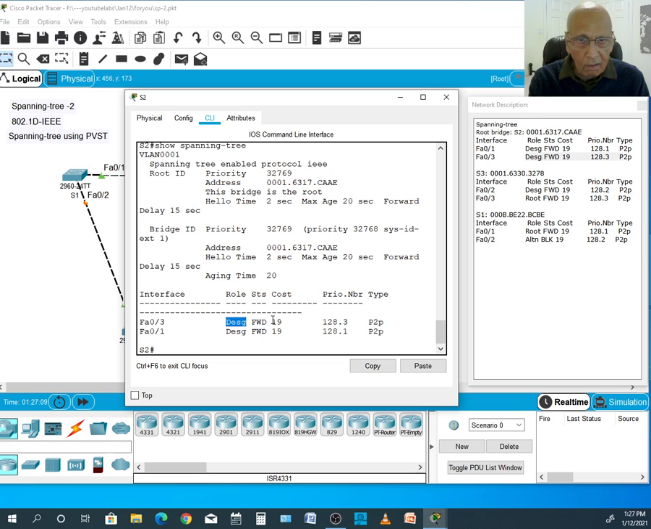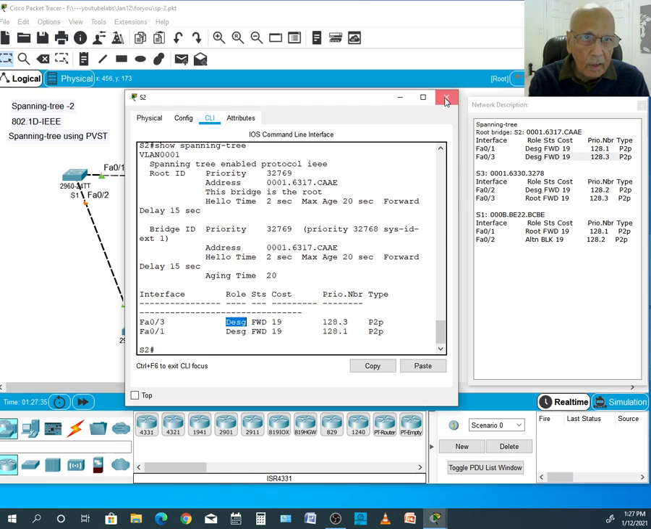Cost 19, as I said earlier, 19 because I'm using a Fast Ethernet. The cost by default is 19. This is a local thing. This is the local priority of a port. So every individual port has a priority. That has nothing to do with this priority. And this is point to point because I'm connecting my cable point to point, one end here, the other end there.